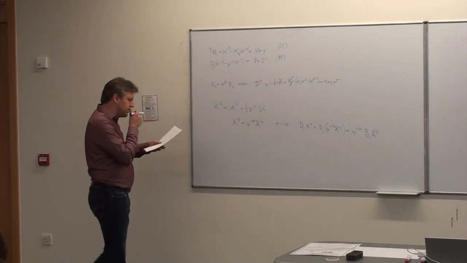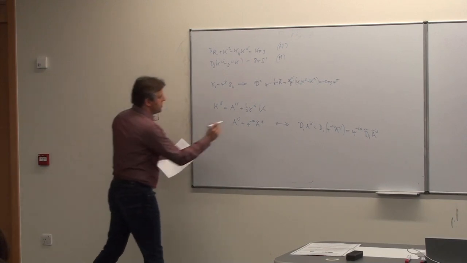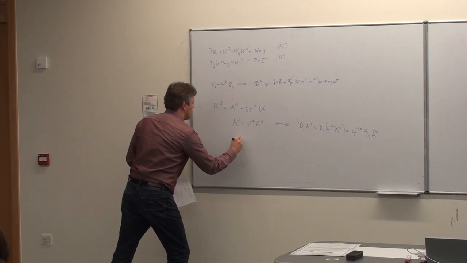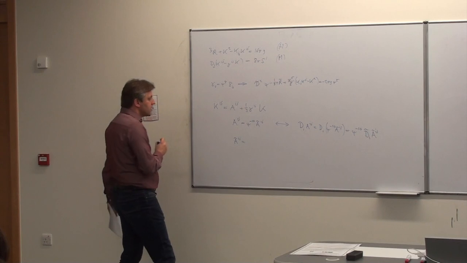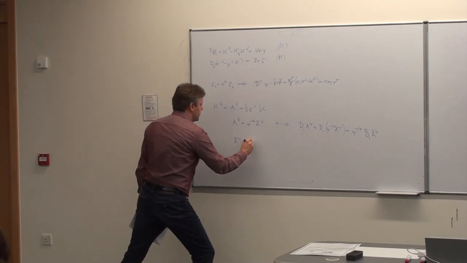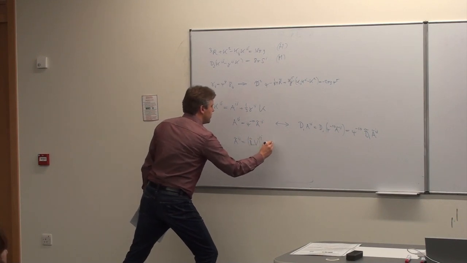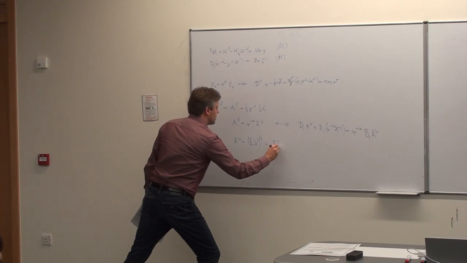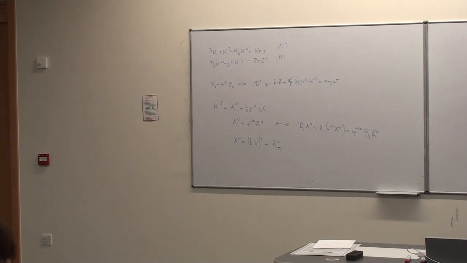The next step is to decompose the A_ij further into what's called a longitudinal piece and into a transverse traceless piece. So let me write down what I mean by these two magic words.